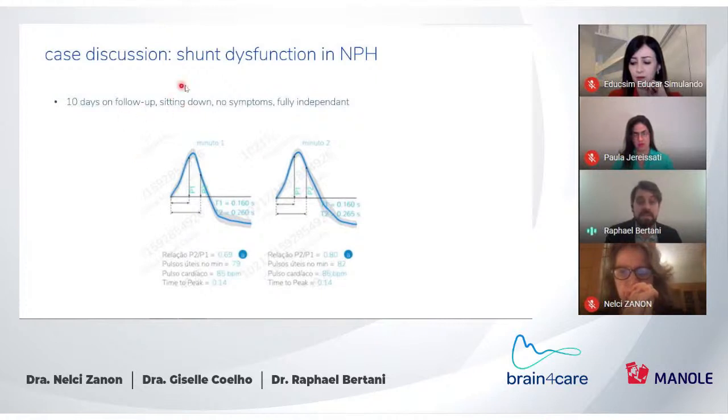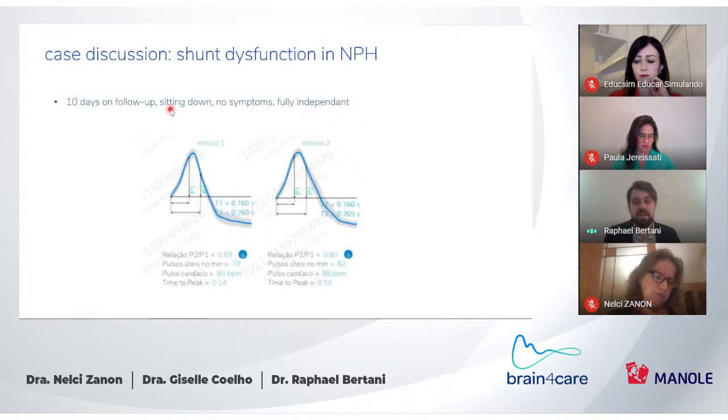And this was a sitting down position, which is much more physiological. It's more natural for us to be standing up and sitting down. But the reason why we did this laying down is because he was still having trouble. When he got to us, he was still having trouble with getting up. So we required him to be laying down for the exam to be, as Nelci said, perfect.